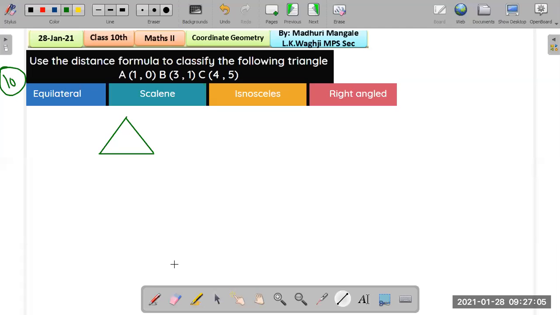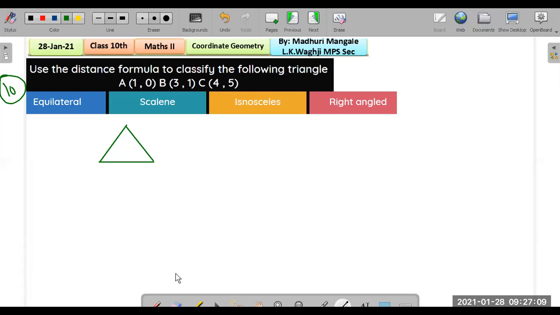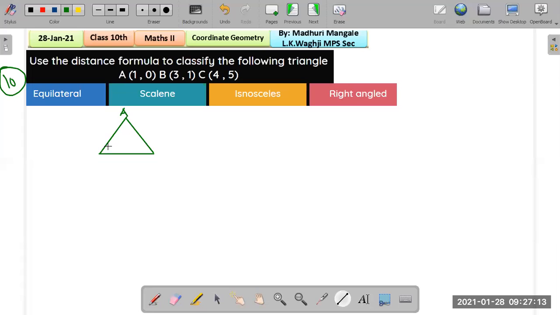Okay, students, and what are you supposed to do? You need to find sides. You need to work out the distances AB, BC, and AC, and then compare to check if all the sides are equal, if any two are equal, or if none of them are equal. Fine. So let's solve.